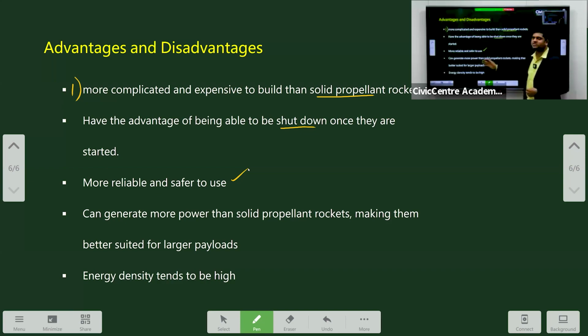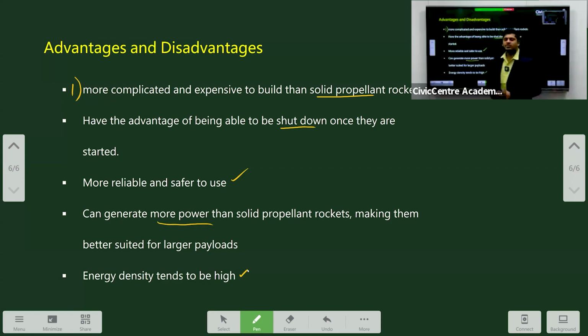Fourth, it can generate more power than solid propellant rockets, making them best suited for higher payloads. Because we were able to include liquid stages in the GSLV and the later PSLV stages, we were able to augment the payload capacity. That's a simple example of it. And talking about energy density or specific thrust, it provides higher energy density compared to solid rockets.